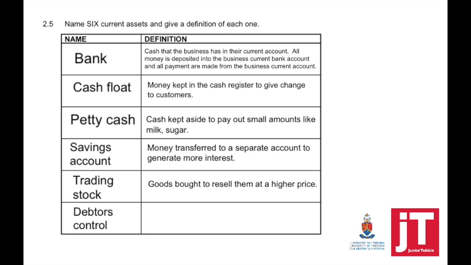Then the last current asset is debtors control. And debtors control refers to people who owe us money.